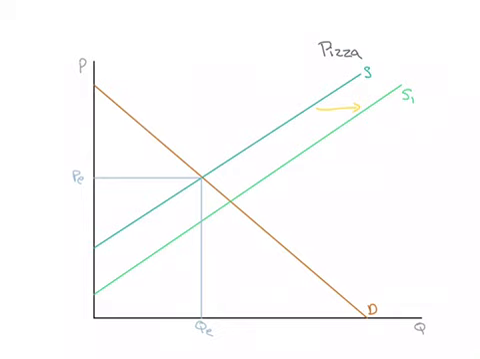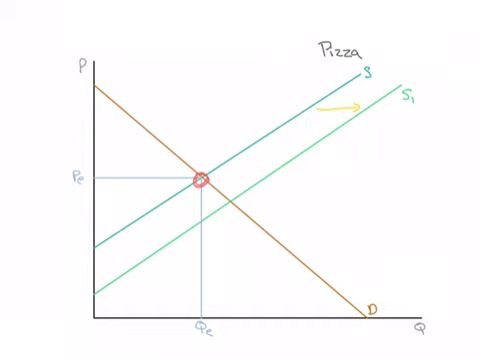At the original supply curve, we see that we have an equilibrium right here. This equilibrium of P sub E and Q sub E. Again, that's the market clearing price and quantity.